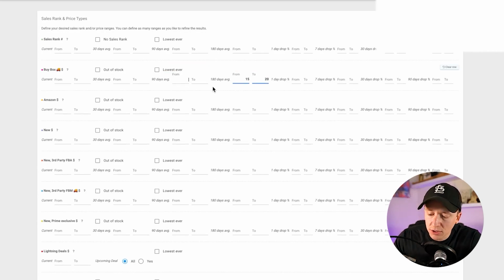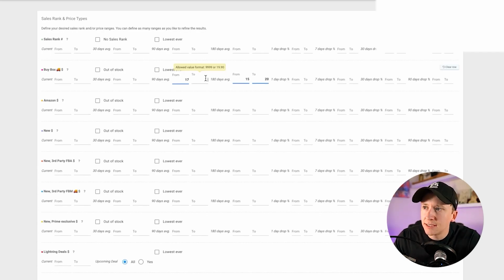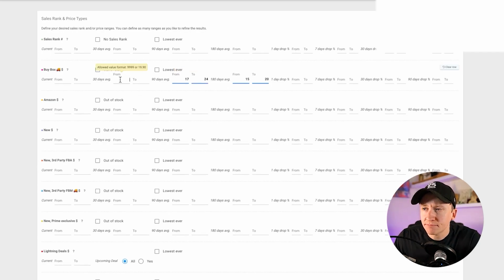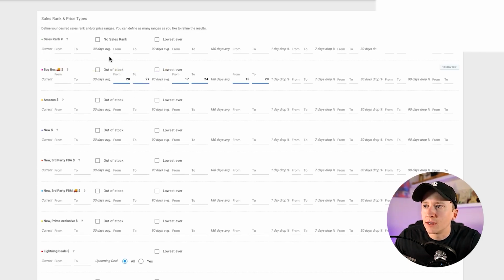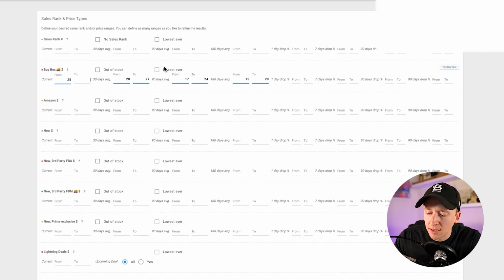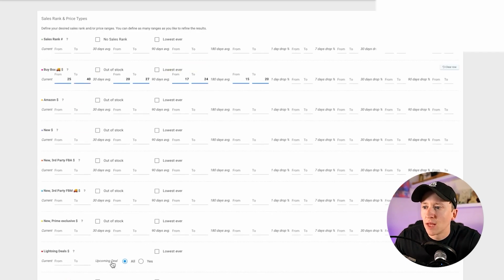And then we're going to start just slowly increasing this to $17 as a minimum for the 90 days and $24 as a maximum. Then we're going to do 20 as the minimum and 27 as the maximum. And then we're going to come over here and we're going to look for items that have $25 as the minimum and $40 as the maximum. And now we've got 49,000 products that meet this kind of increasing price opportunity, which is very powerful.